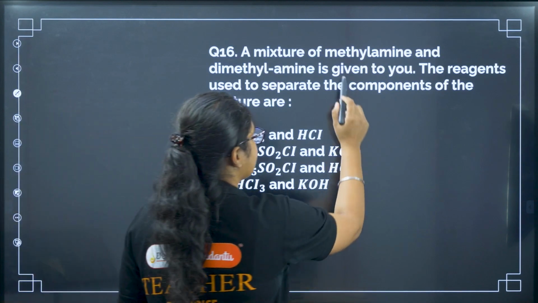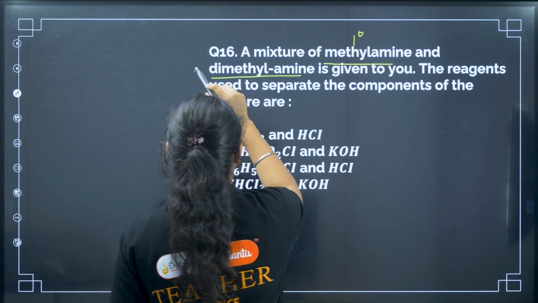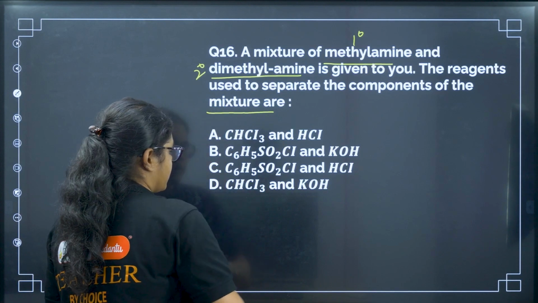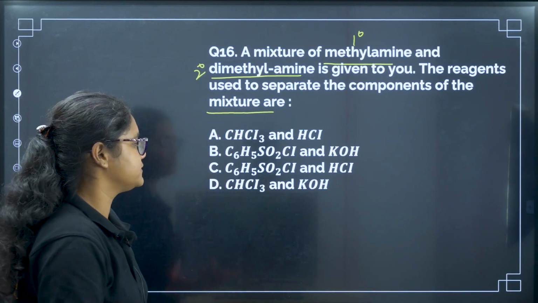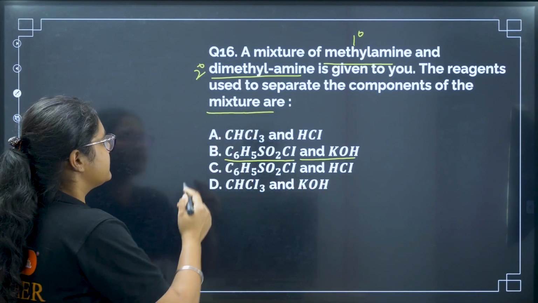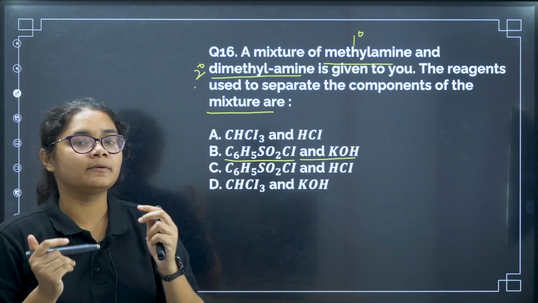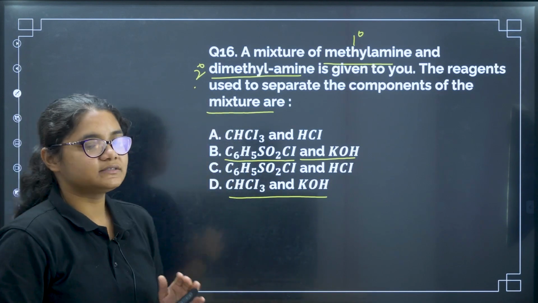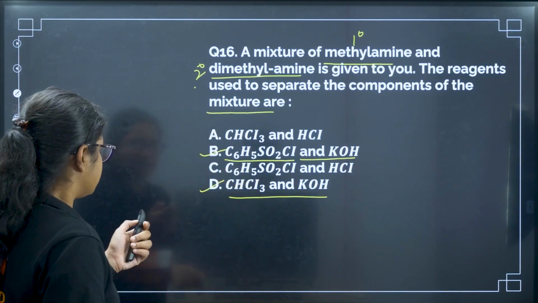Next, a mixture of methylamine and dimethylamine is given to you. One is a primary amine and another is a secondary amine. The reagents used to separate the components of the mixture are. So here we can use Hinsberg reagent and the carbylamine test. Both options are given here. C6H5SO2Cl and KOH, this is the Hinsberg reagent. In this, the primary amines will react and the product is soluble, whereas the secondary amines will react but the product is insoluble. Now this one can also be separated with the carbylamine test, where the primary amines will give you isocyanide. So both B and D can be the answer. Okay, let us see the next question.